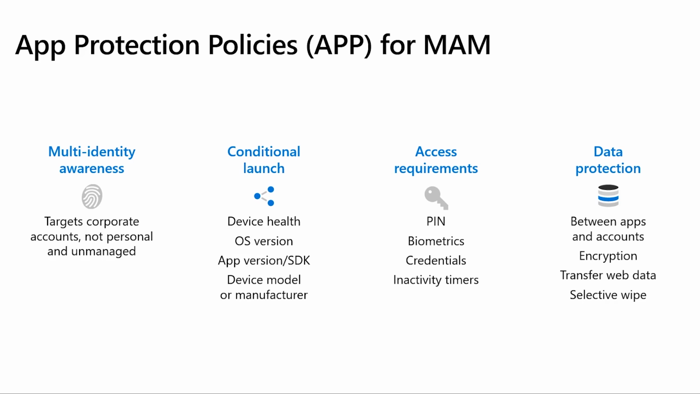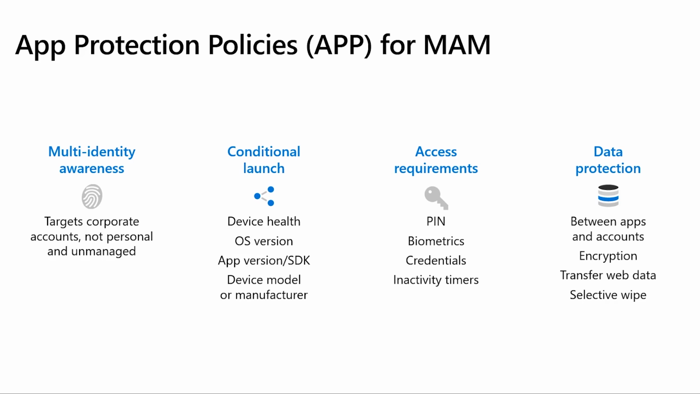App protection policies can be applied for conditional launch cases to launch the application based on the requirements that you have set here. We also can talk about access requirements. Are we requiring that there be some form of authentication that takes place to gain access into the application, such as a PIN? We can combine that PIN access with biometrics to make it easier for users to enter the application so that they don't have to enter a PIN every time.